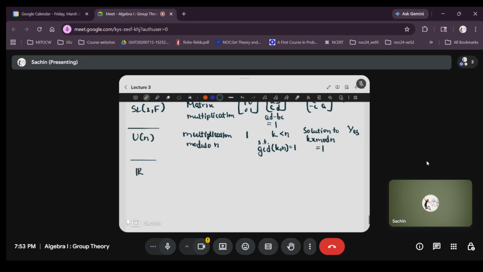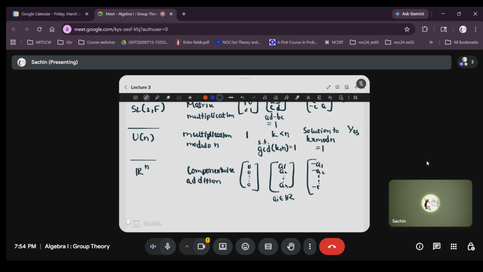We have R^n, which is a vector space of n-component vectors. And the operation is component-wise addition. Identity is the zero vector. Element is of the form (a1, a2, ..., an), where each of the a_i belongs to R. The inverse is (minus a1, minus a2, etc., minus an). And this is also abelian.